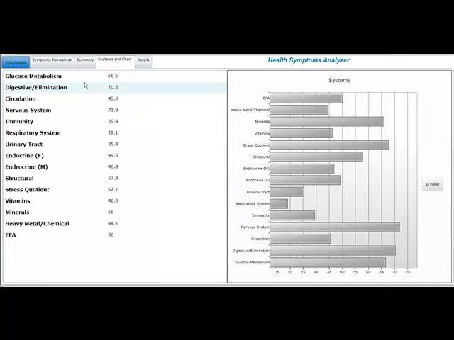So we go over to systems and chart. We have the various major systems in here. We have vitamins and minerals as well, heavy metals and EFAs, but of course we have glucose metabolism, digestive systems, circulation, nervous system, immunity. According to this, mineral deficiency is coming up pretty high. You do it based on ratios. Whatever comes up the highest are the ones you need to look into.